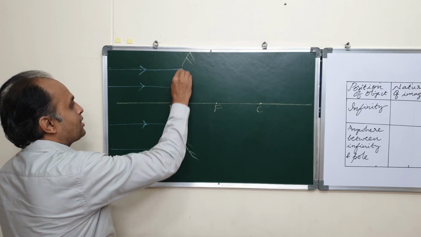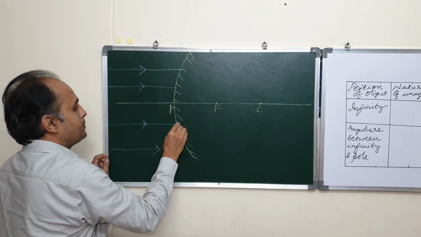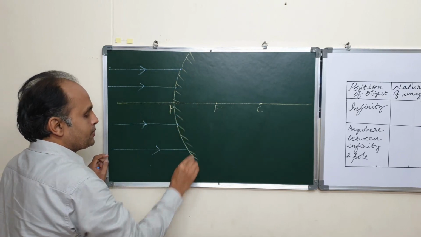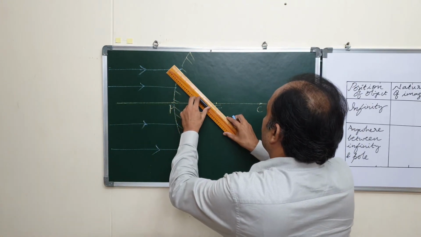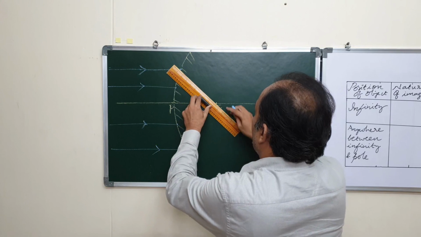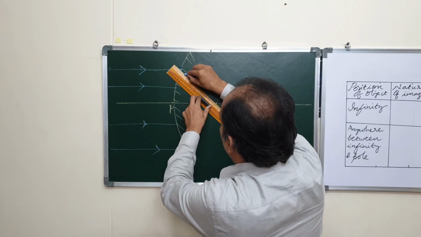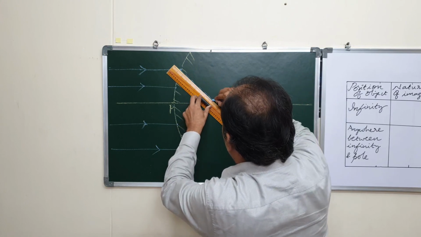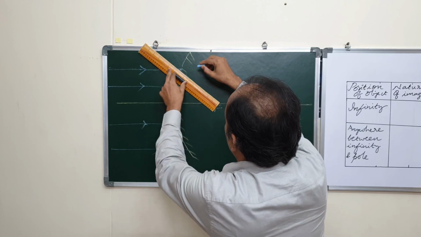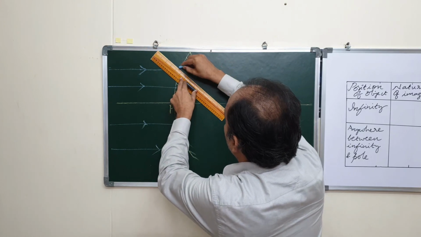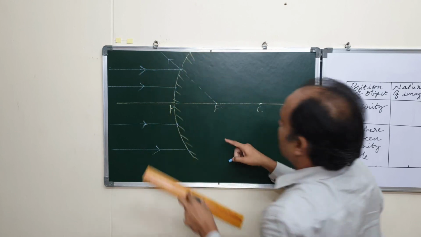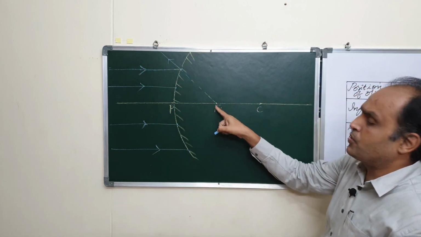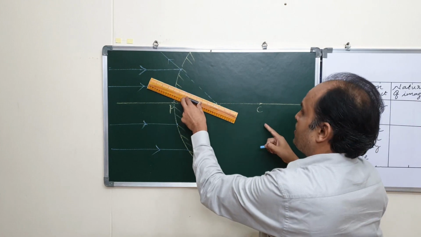So first let us mark the points of incidence, and using the ruler we will join these points with a dotted line as if they are appearing to diverge from the focus. So they are appearing to diverge from the focus and they get reflected like that. See, this ray is appearing to diverge from here. Similarly, this one.